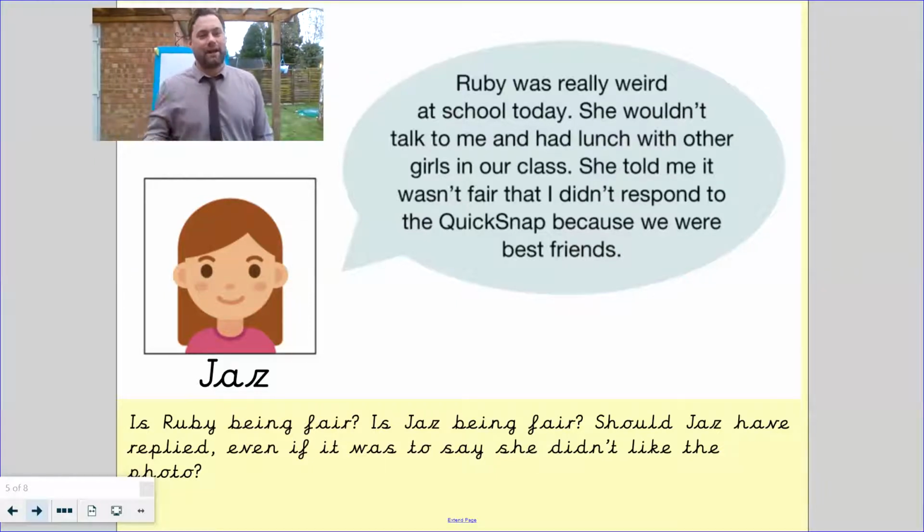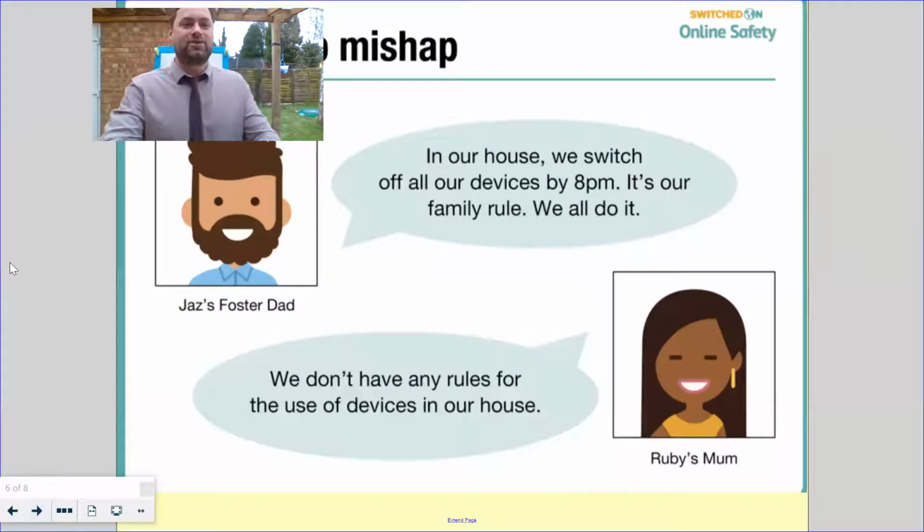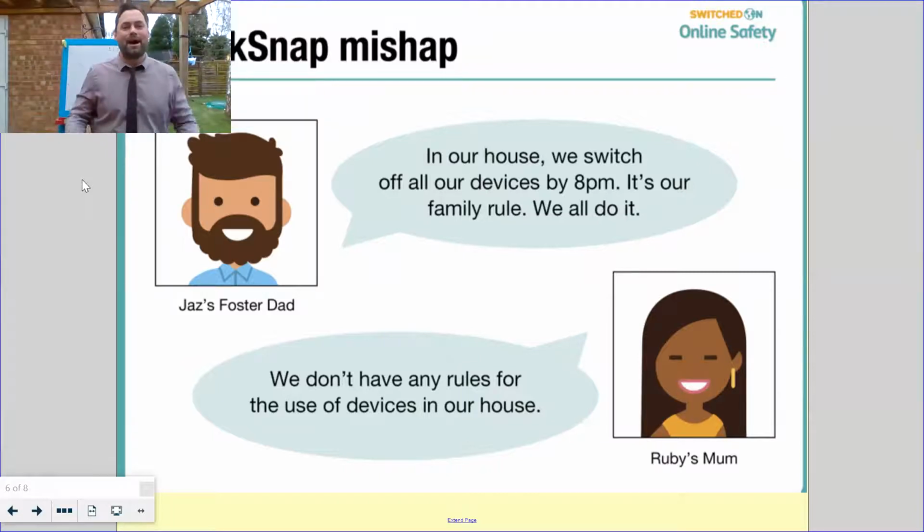Now, the next slide we're going to be looking at is the parents' points of view. And Jazz's foster dad, okay, says, in our house, we switch off all our devices by 8 o'clock. It's a family rule. We all do it.